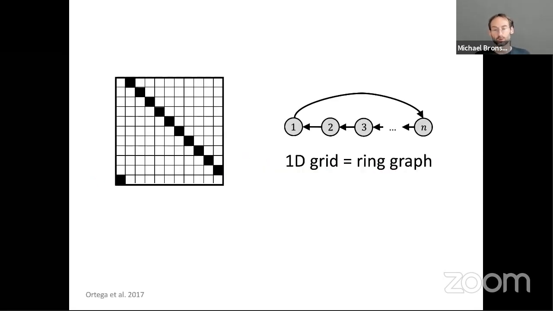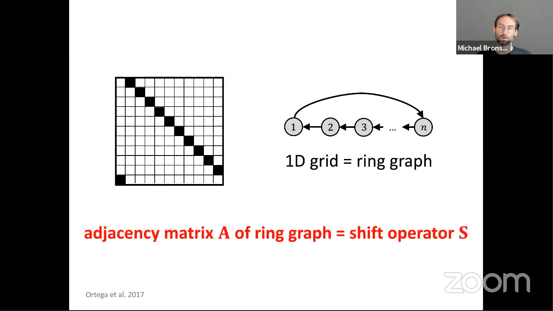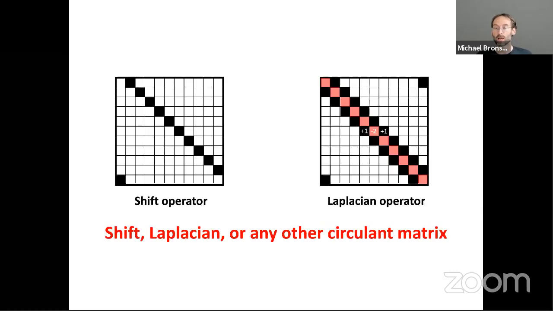So one thing to understand about grids is that the shift operator is the adjacency matrix of the ring graph that models the grid, right? So you can see that this is the adjacency matrix of this graph. And as a result, we can look at eigenvectors of the adjacency matrix or any other circulant matrix for this purpose. For example, the Laplacian operator, right? They all commute, so they all have the same eigenvectors.